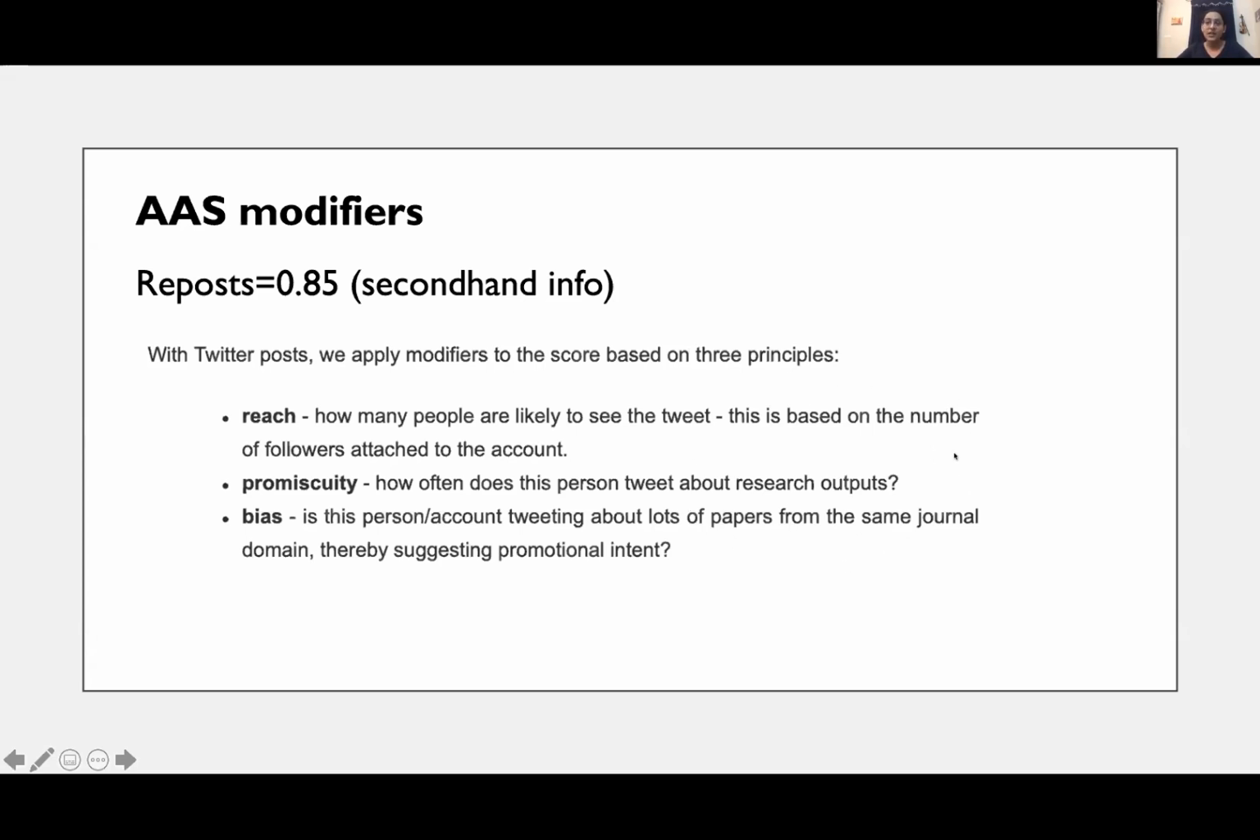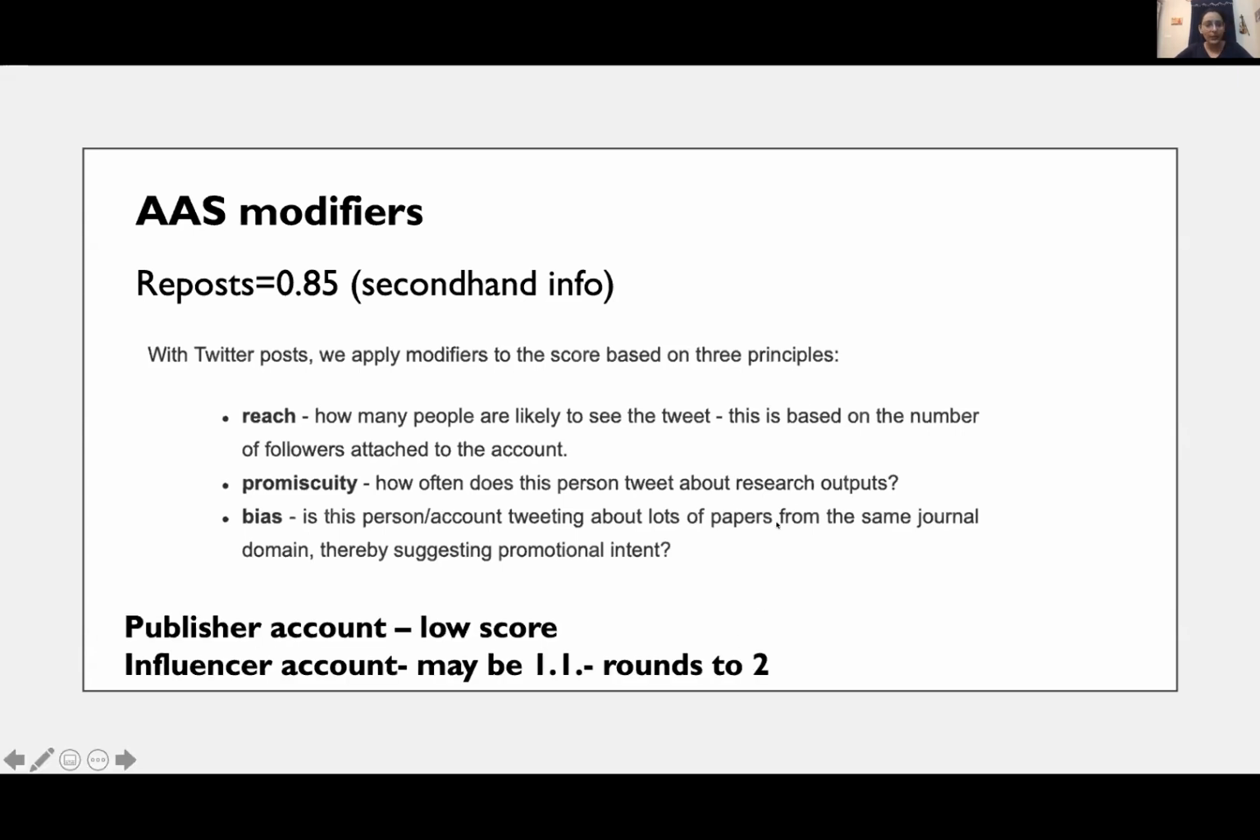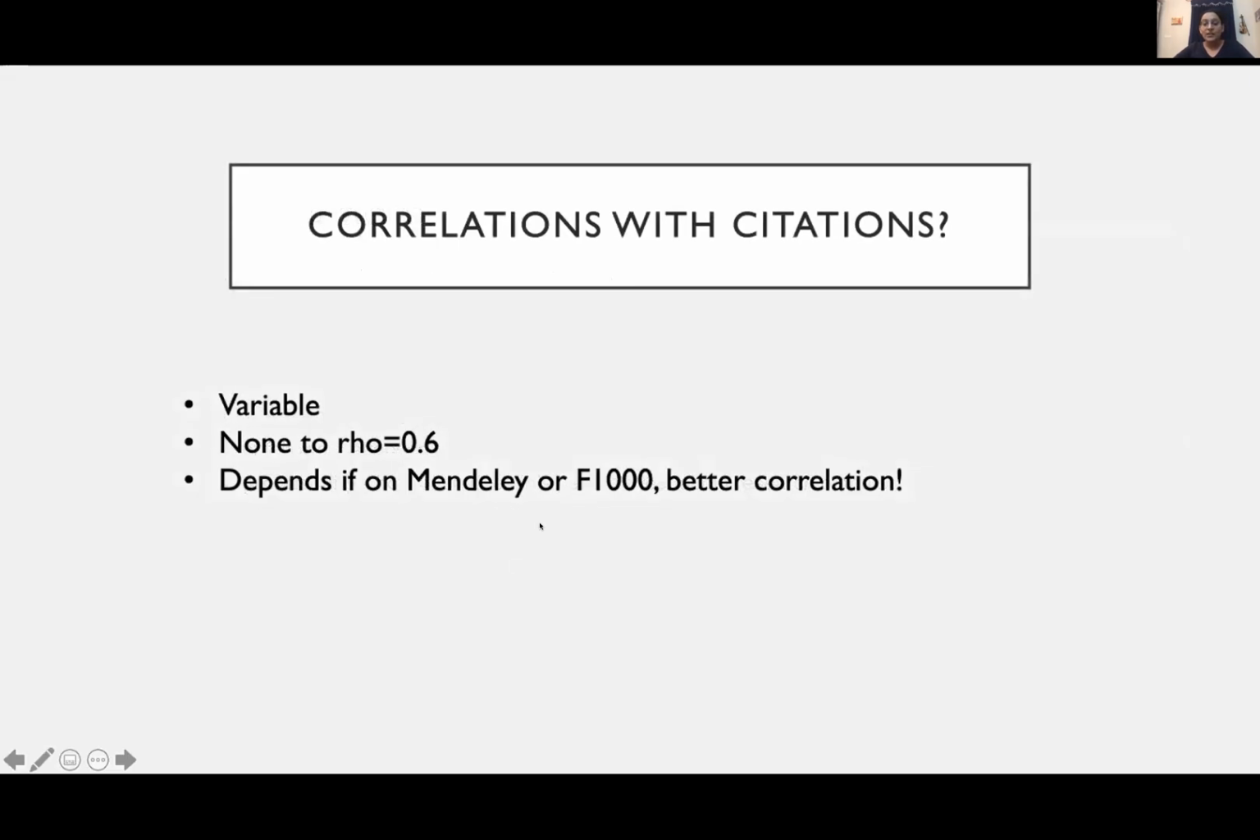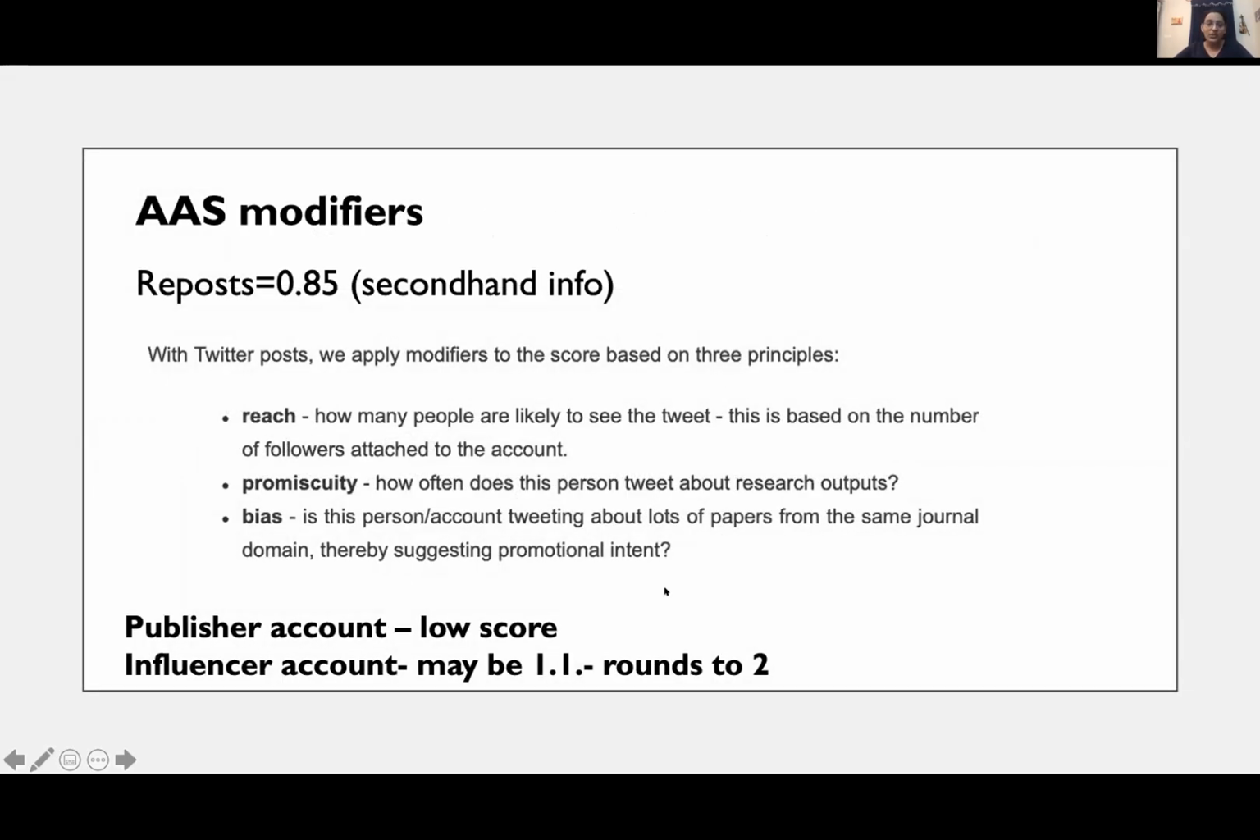So if this person is tweeting about research outputs, it's important. And if this person is tweeting about a lot of papers from the same journal, or this person is sold to the journal, then it's a promotional intent and they'll get a lower score. Publisher accounts get lower scores, and influencer accounts get higher scores. So suppose someone like Dr. Eric Topol tweets or retweets a tweet, it'll be a higher score, and it may reach 1.1. So it'll be rounded up to 2. So it's straight away double.